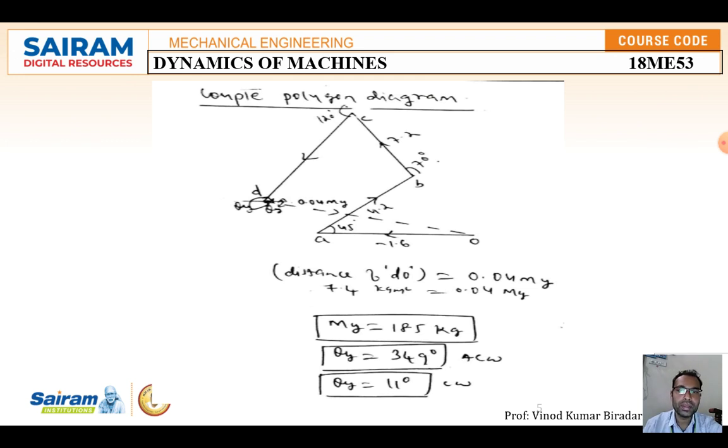From point B to C, the angle is given as 70 degrees. At point B keep the protractor, and with a length of 7.2, cut one arc. You are going to get a new point, that is called C. Show the direction also.